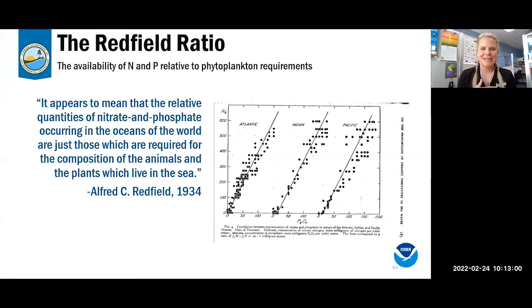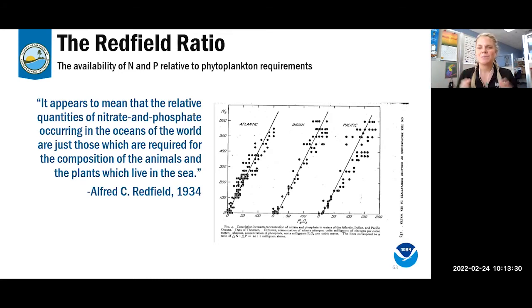So in the early 1930s, an American oceanographer by the name of Albert Redfield examined water samples collected from major oceans around the world and found that no matter where the sample was from, there seemed to be a standard relative quantity of carbon, nitrogen, and phosphorus. This quote and figure are actually excerpts from his 1934 paper in which he postulated that these proportions must be those that are required for the animals and plants that live in the sea.